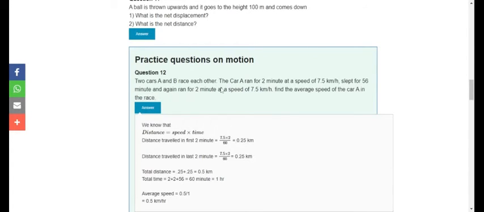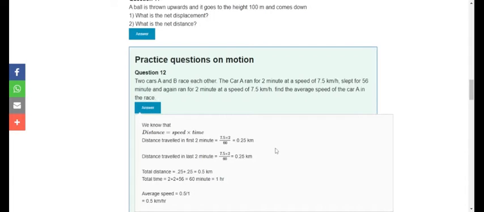So first let us try to calculate the distance traveled in the first 2 minutes. The distance traveled in the first 2 minutes would be 7.5 into 2, where I am converting 2 minutes into hours, so 2 divided by 60, and finally I get 0.25 kilometer. It has traveled 0.25 kilometer in 2 minutes. Similarly in the last 2 minutes also it would travel 0.25 kilometers. So the total distance is 0.25 plus 0.25, that comes to 0.5 kilometer.